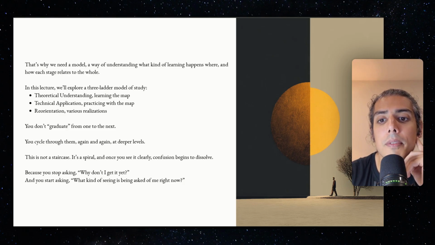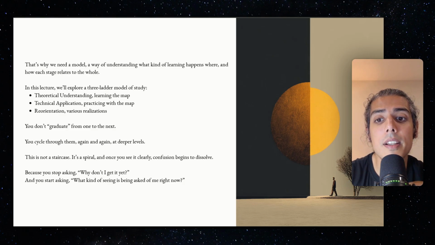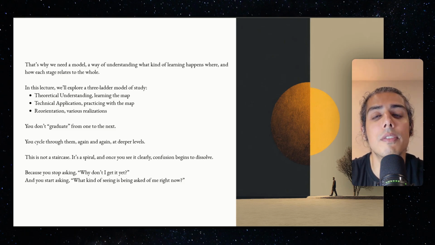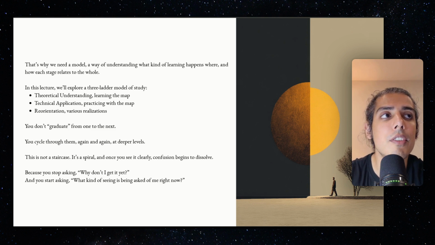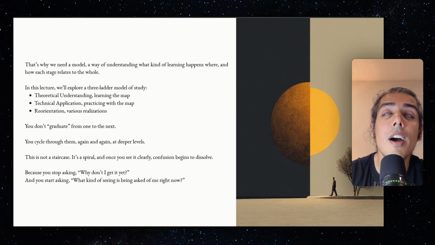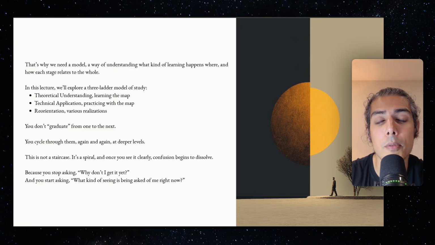Once we see clearly, confusion begins to naturally dissolve. It's a very natural process of the dissolution of confusion. It's not something to be forced. It's just like, oh, I get it. Ah, that's why this is like this. And you wouldn't have to force Jyotish onto your psyche. You wouldn't have to believe in anything. Because you stop asking, why don't I get it yet? So that impatience that kicks in. We start asking, what kind of seeing is being asked of me right now? How do I approach this?